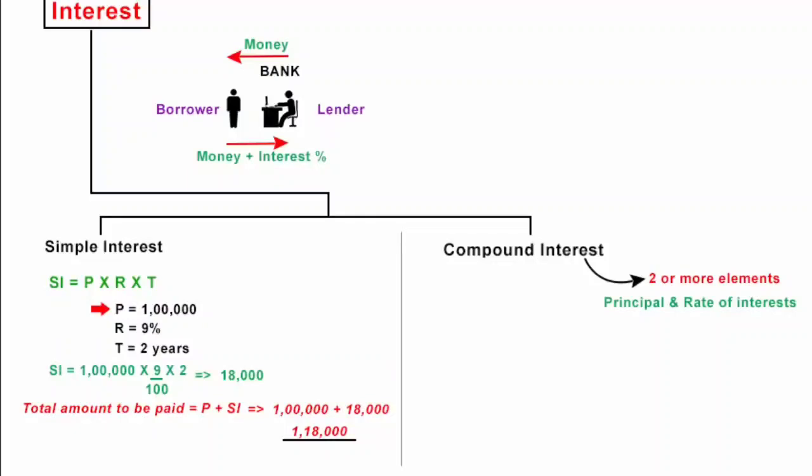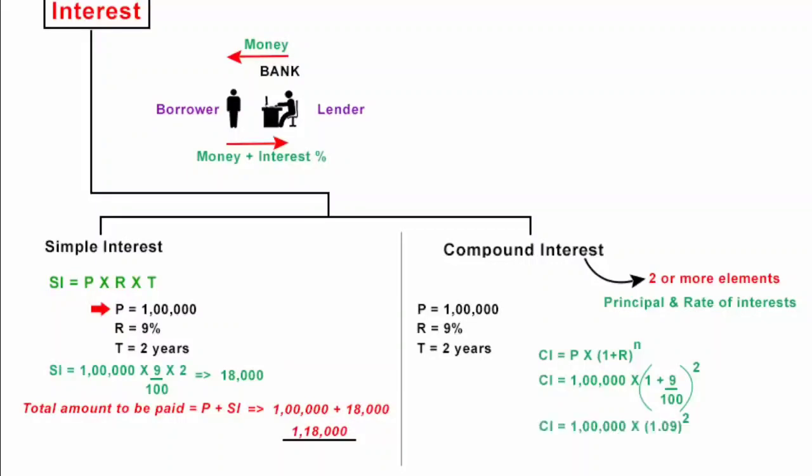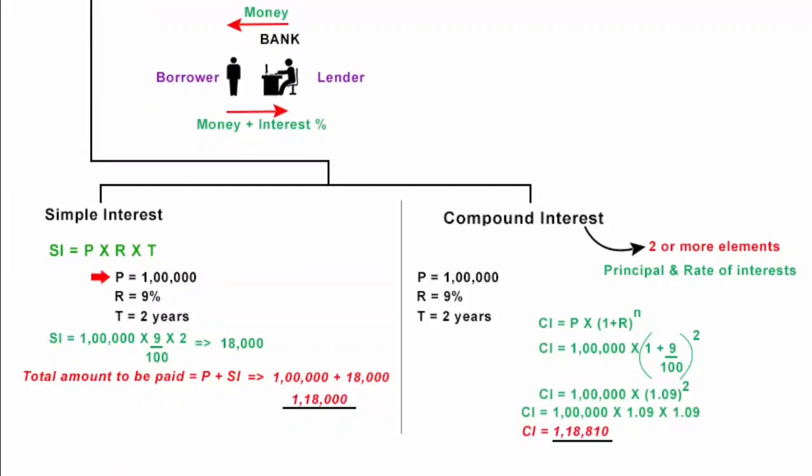We'll take an example. Again, you took 1 lakh rupees as a student loan with 9% annual interest for 2 years. Now the amount of compound interest that you have to pay is going to be 1 lakh multiplied by (1 plus rate of interest) to the power of n. N is the number of years, which here is 2 years. If we calculate all this, it comes to 1,18,810 rupees.